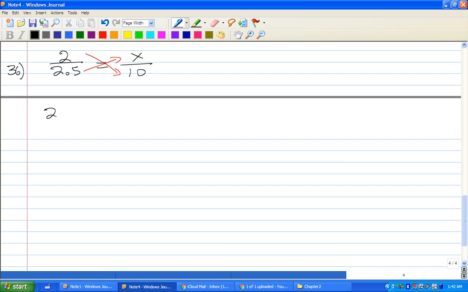So 2.5 times x is equal to 2 times 10. Here you do not put in a question mark, because you know you're trying to find the value of x that will make this into a true statement. And so I have 2.5x is equal to 20. Divide both sides of my equation by 2.5. And so x is equal to 8.